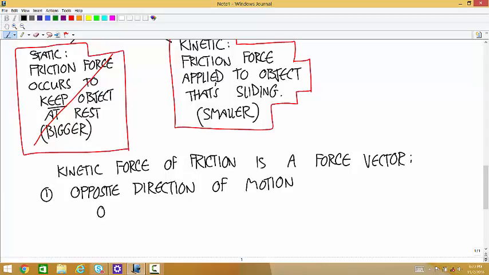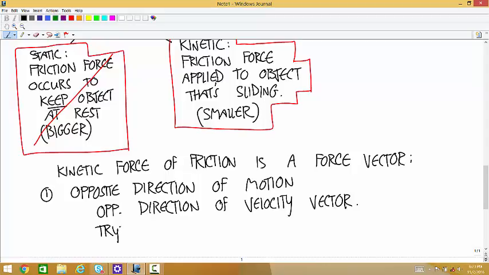So that means that it's in the opposite direction of the velocity vector. And that also means that the effect of kinetic friction is, you can think of it as trying to stop the object. It's trying to slow the object down.